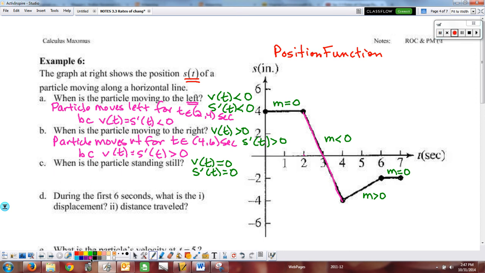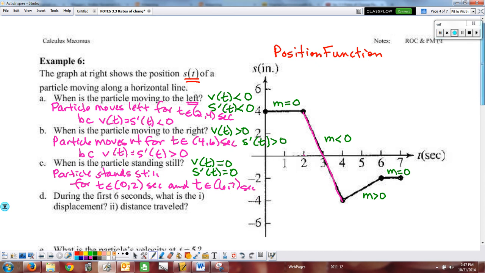So for our answer for C, the particle stands still for t on the intervals 0 to 2 seconds, and on the interval from 6 to 7 seconds. Right? So that's fairly straightforward in terms of taking a look at our position function and using that to interpret when the particle moves left, moves right, and stands still.